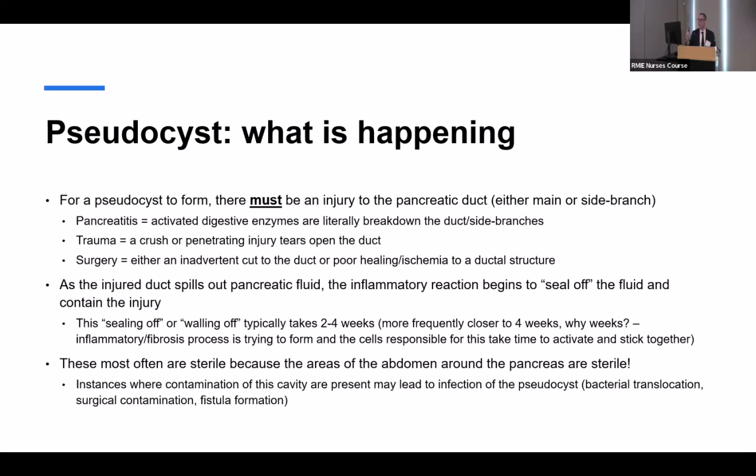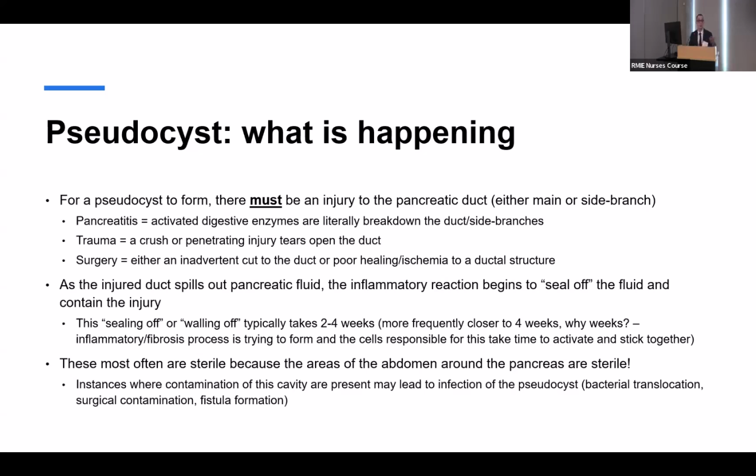But first, on the granular layer, I want to tell you what really is happening. What is important for us to summarize before we start going into intervention is that you must have an injury somewhere along that ductal system, either in the main duct, which you hope is not the case, or equally the side branch, which can be an annoyance but tends to be a little bit less severe. But you need some injury.